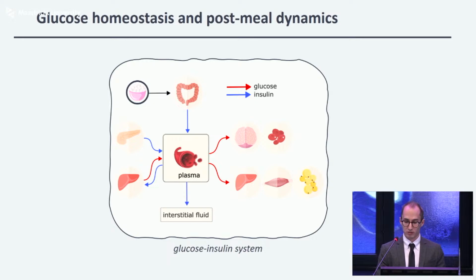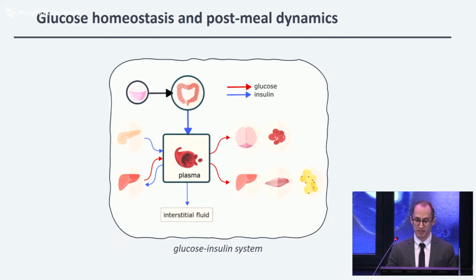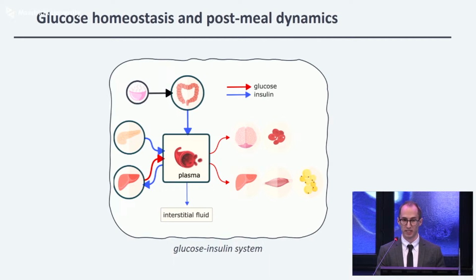After the meal traverses through the upper gastrointestinal tract, it appears in the gut. From here, glucose is transported to the bloodstream, and as the blood sugar levels rise, insulin is secreted from the pancreas and facilitates the uptake of glucose from circulation into tissues such as the muscle, liver, and adipose, where it's stored or used as energy.